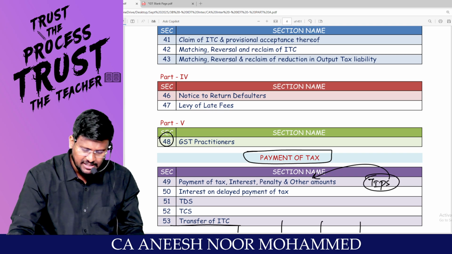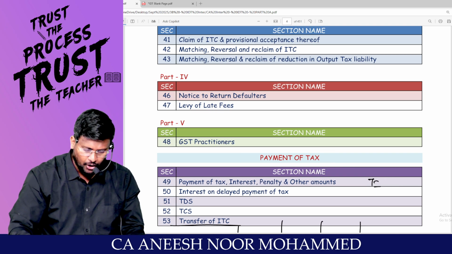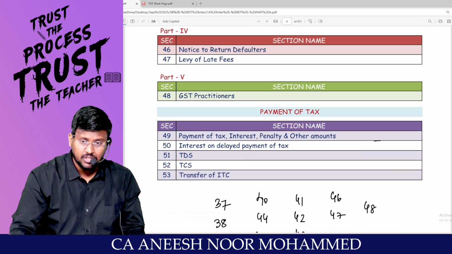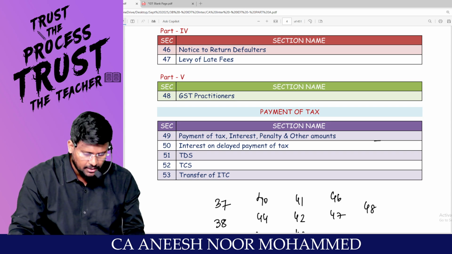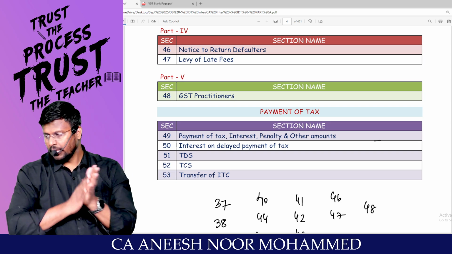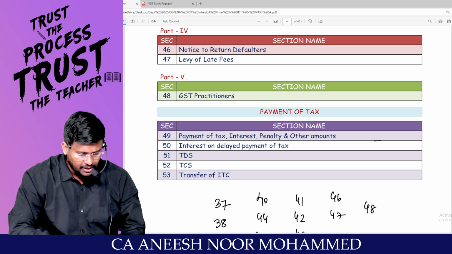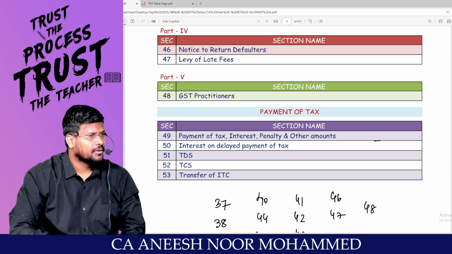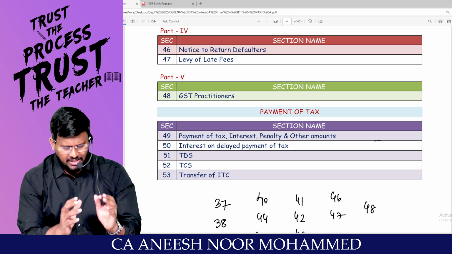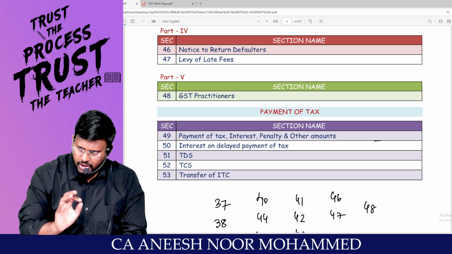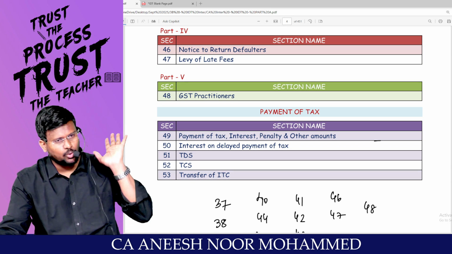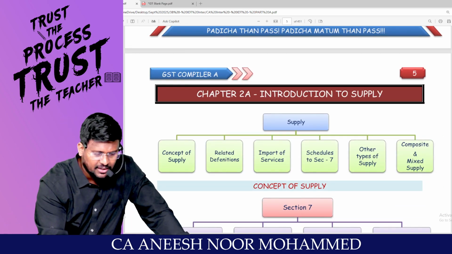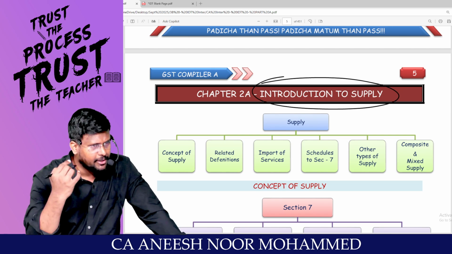Matching concept. 46. Notice to return defaulters. 47. Late fees. 48. GST practitioners. 49. Payment of TIPS. 50. Interest on delayed payment of tax. 51. TDS. 52. TCS. 53. Are you really with me? Sir, with regard to the subject GST, this will be the first lecture you will be hearing.